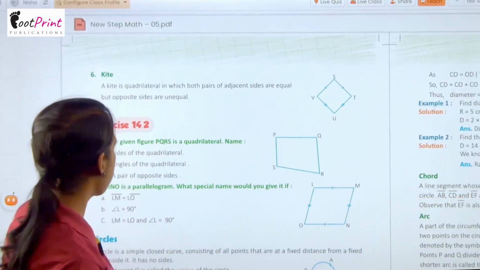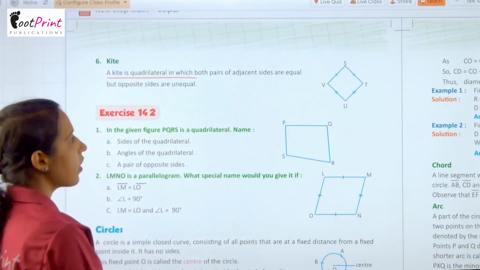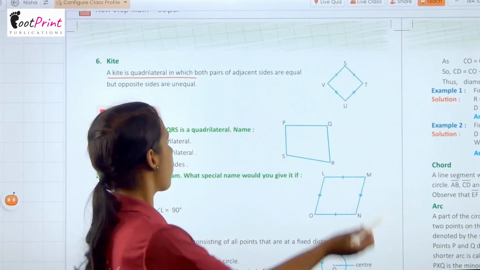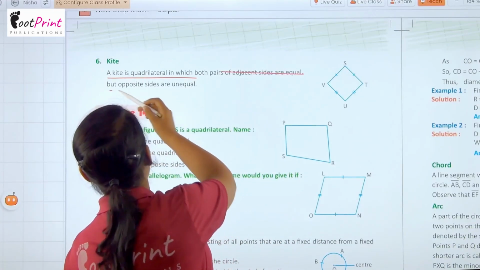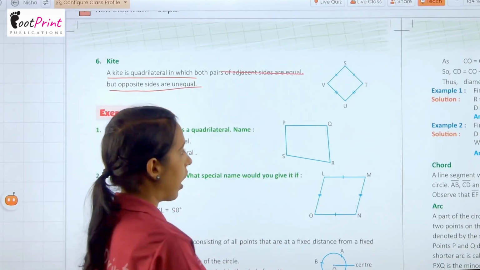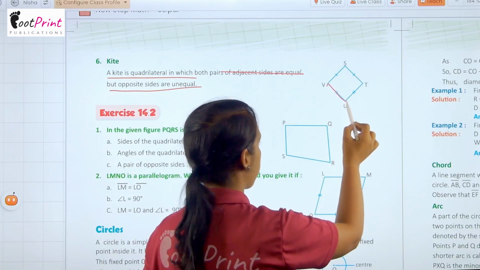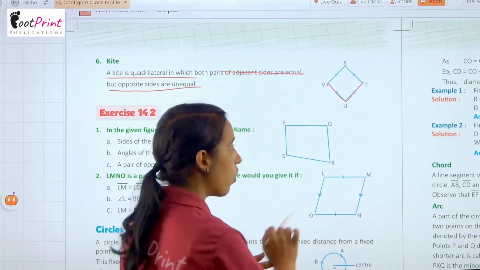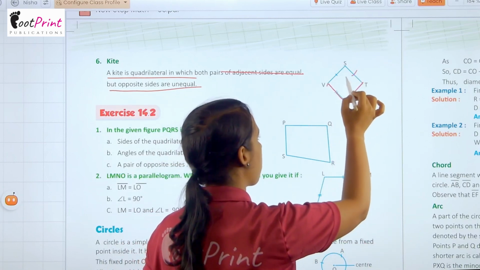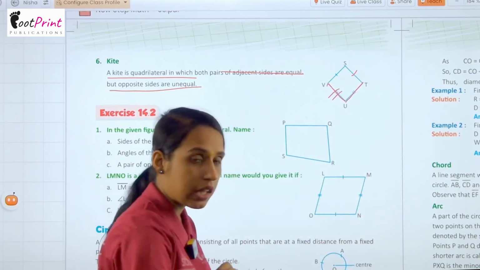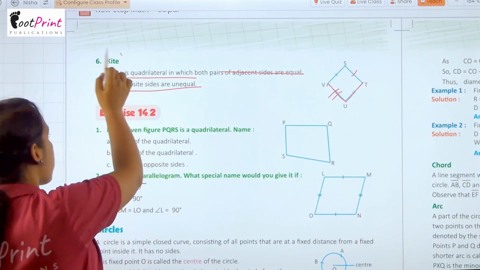Now we have kite. So what is a kite? A kite is a quadrilateral in which both pairs of adjacent sides are equal but opposite sides are unequal. In a kite, the adjacent sides that are right next to each other are equal, but the opposite sides are unequal, they are not equal. So that one is called a kite.